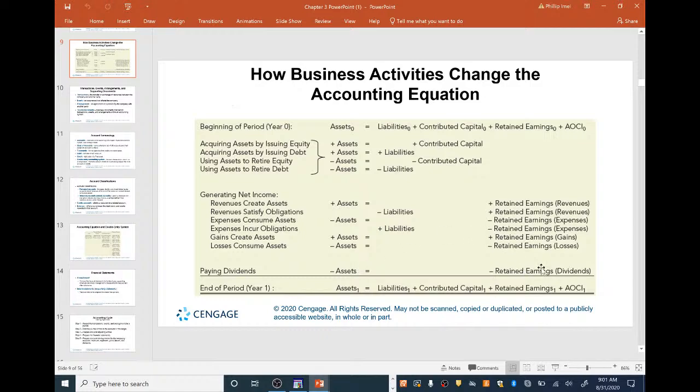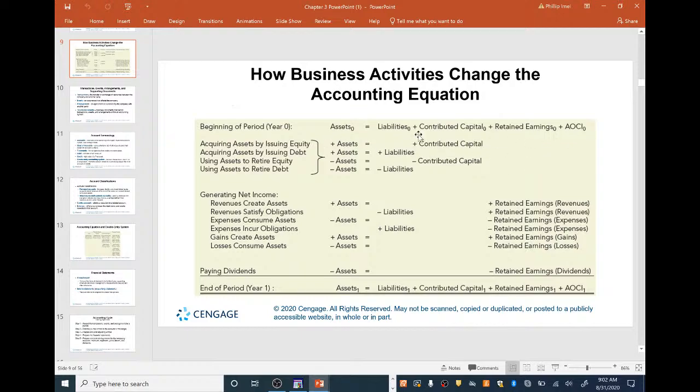And retained earnings are going to decrease, obviously, because remember, if we go back to the formula, paying dividends actually reduces your retained earnings. Okay, and then on the bottom here, end of the year prior one, we can see the changes in assets and liabilities, contributed capital, retained earnings, and accumulated other comprehensive income.